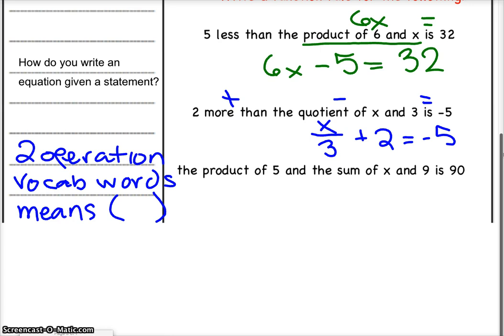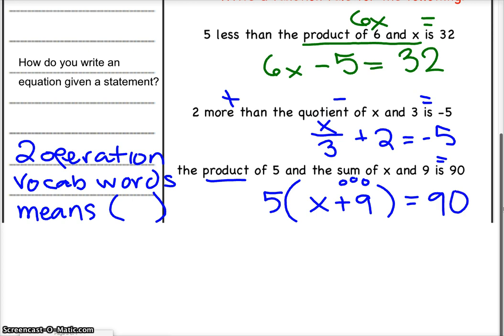So I have the vocab word product, and I have the vocab word sum. So I'm going to need parentheses. The product of 5 and, so 5, that's where my parentheses is going to go. 5 times the sum of x and 9. What does sum mean? Add. So I'm going to add x and 9. Is, what does is mean? Equals 90. So notice I really marked this up too to try to help me.